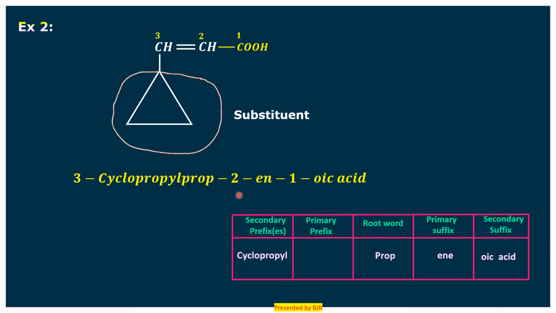3-cyclopropylprop-2-en-1-oic acid. Actually, the third carbon atom in the chain is attached to the cyclopropyl group, and there is a double bond at the second carbon atom. For that reason, it is 2-en-1-oic acid. So the name of this organic compound is 3-cyclopropylprop-2-en-1-oic acid.